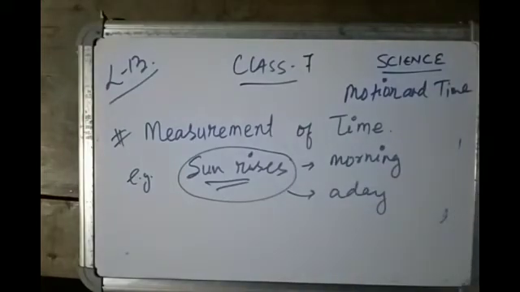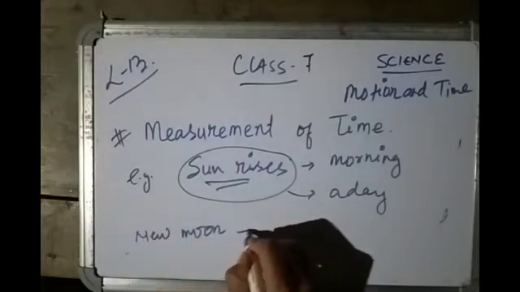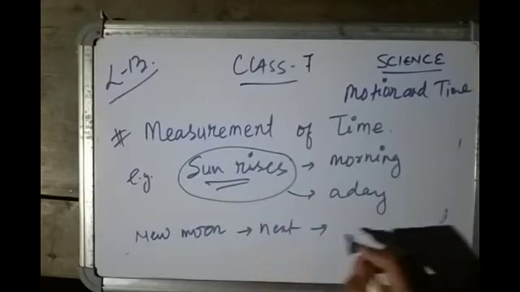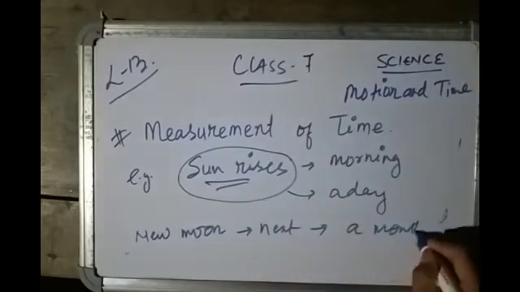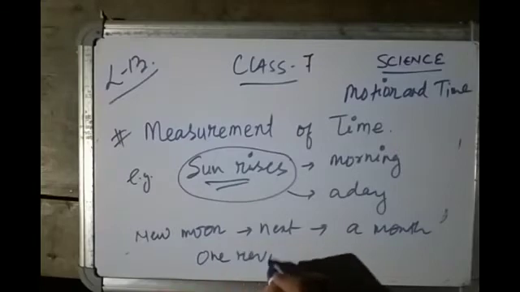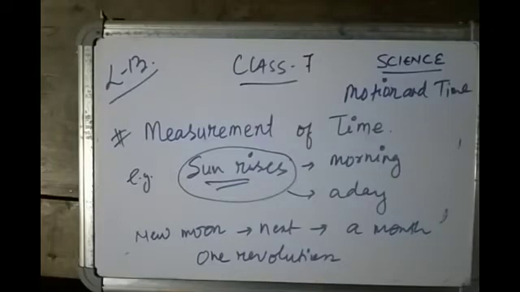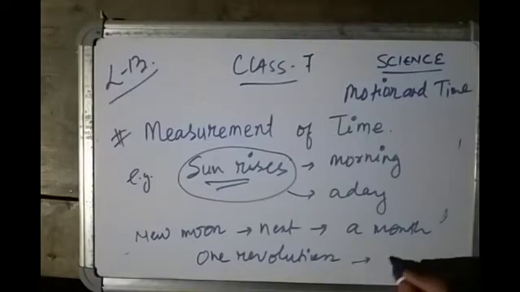And similarly, a month was measured from one new moon to the next new moon. Then the year is the time taken by the earth to complete one revolution around the sun.